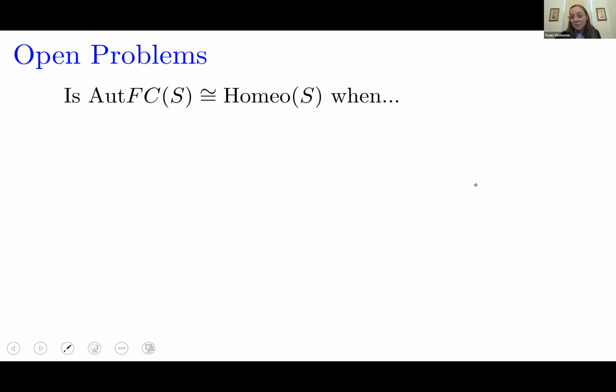So there are still a lot of open problems in this direction that one could ask. For instance, is the automorphism group of the fine curve graph of a surface isomorphic to the group of homeomorphisms of a surface when our surface is the torus? So when our surface is the torus, the edges will no longer correspond to disjointness. They're going to correspond to intersection number 1. So you're going to put an edge between two curves in the fine curve graph if they intersect precisely once.